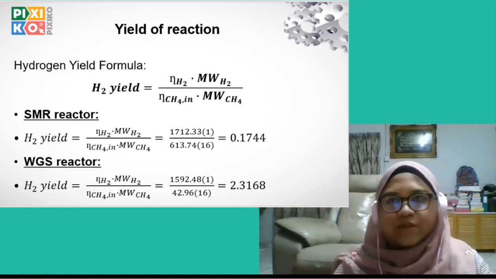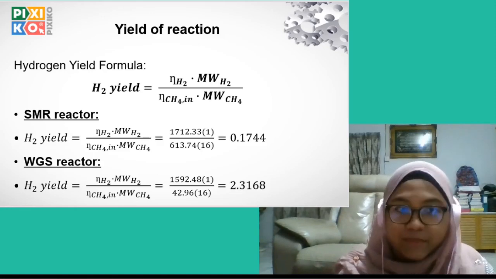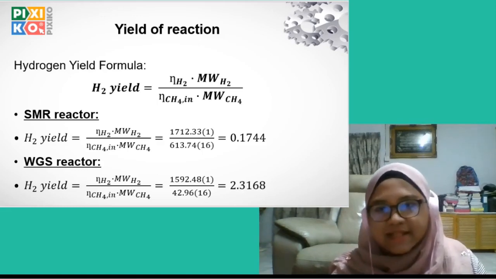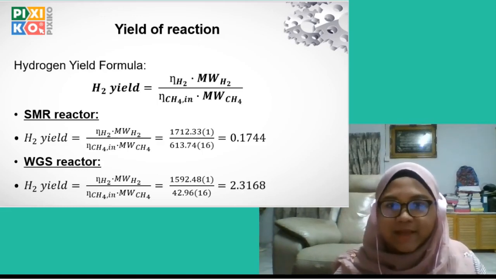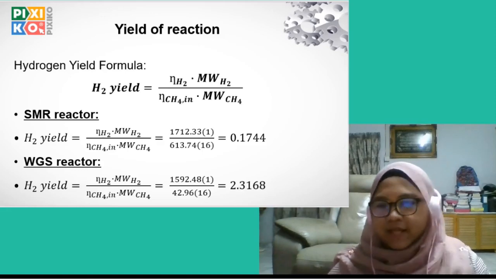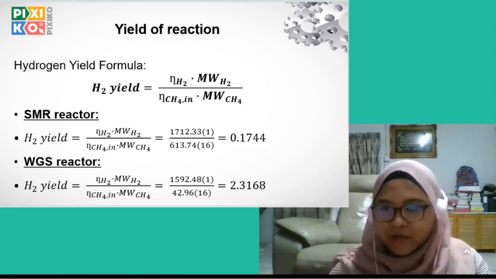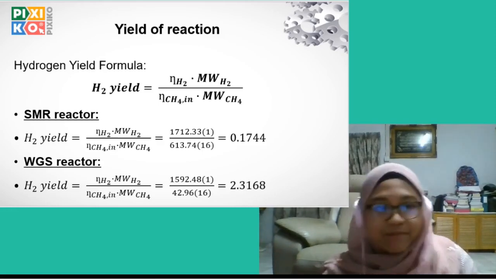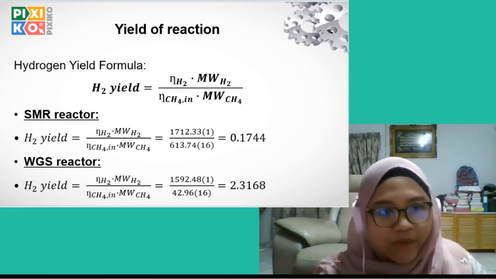Based on our research papers and journals, we found out that the yield should be less than 1 because 1 is the maximum yield for the reactor. But if the product contains impurities, the yield can be more than 1, and that is what we have for now.